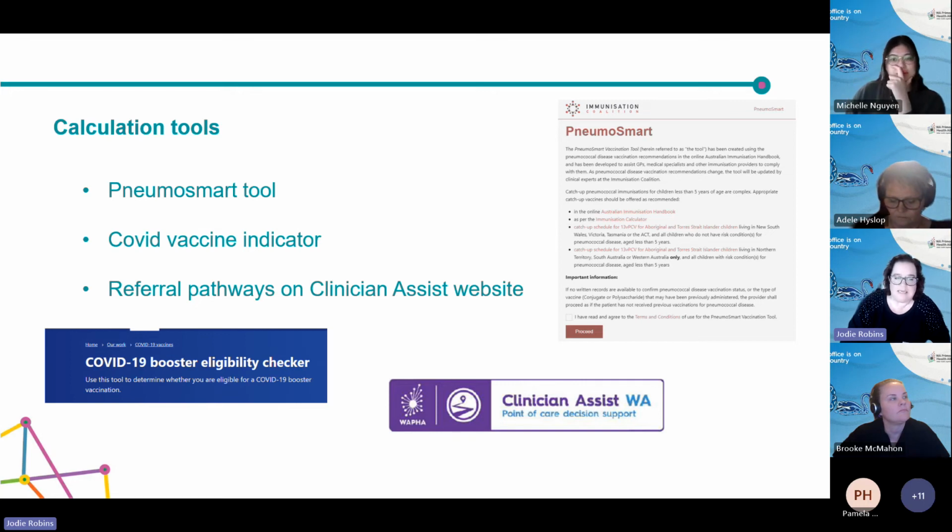The COVID vaccine indicator. So that one is a very simple, do you need a COVID vaccine? Are you eligible for one? And that's on the Department of Health and Aged Care website. And then we also have referral pathways on Clinician Assist, which is our website here at WAFA. Michelle will talk you through Clinician Assist later on.